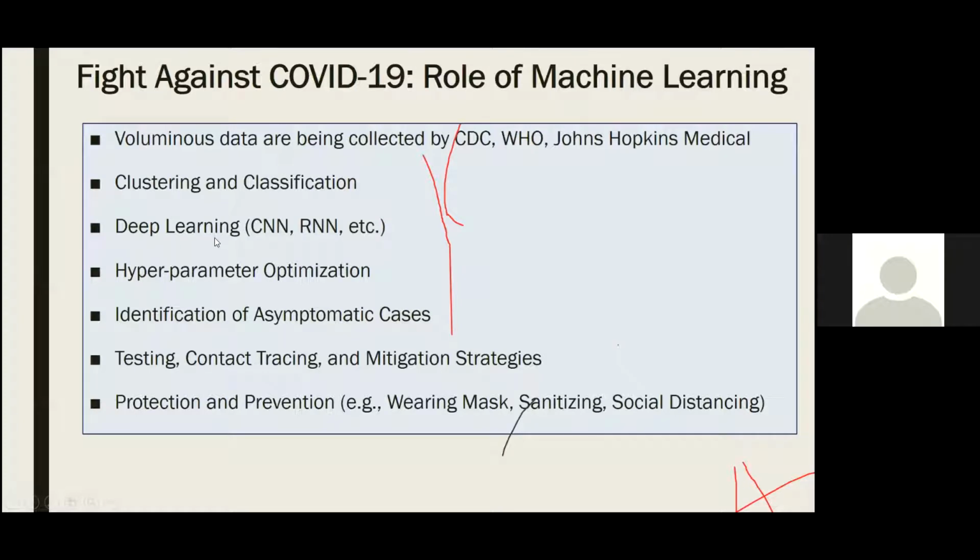You can also look into the deep learning concepts like CNN, convolutional neural network, or recurrent neural network, to understand how to, for example, if I want to do the containment of the spread of the disease, do more fine-grained data analytics, then one can look into deep neural networks. And when you do any type of machine learning, hyperparameter optimization becomes an important research concept over there.